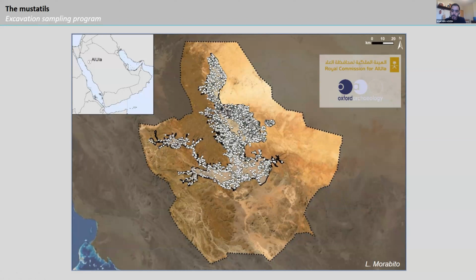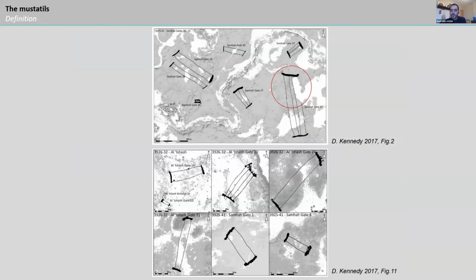These excavations focused mainly on cairns and megalithic funerary monuments, as they represent a significant proportion of the archaeological record. But it also included the investigation of Mustatils that I will talk about today. So Melissa introduced you to the Mustatil structures yesterday, so I think there is no need to develop too much here on the definition as well as on the history of research on these structures.